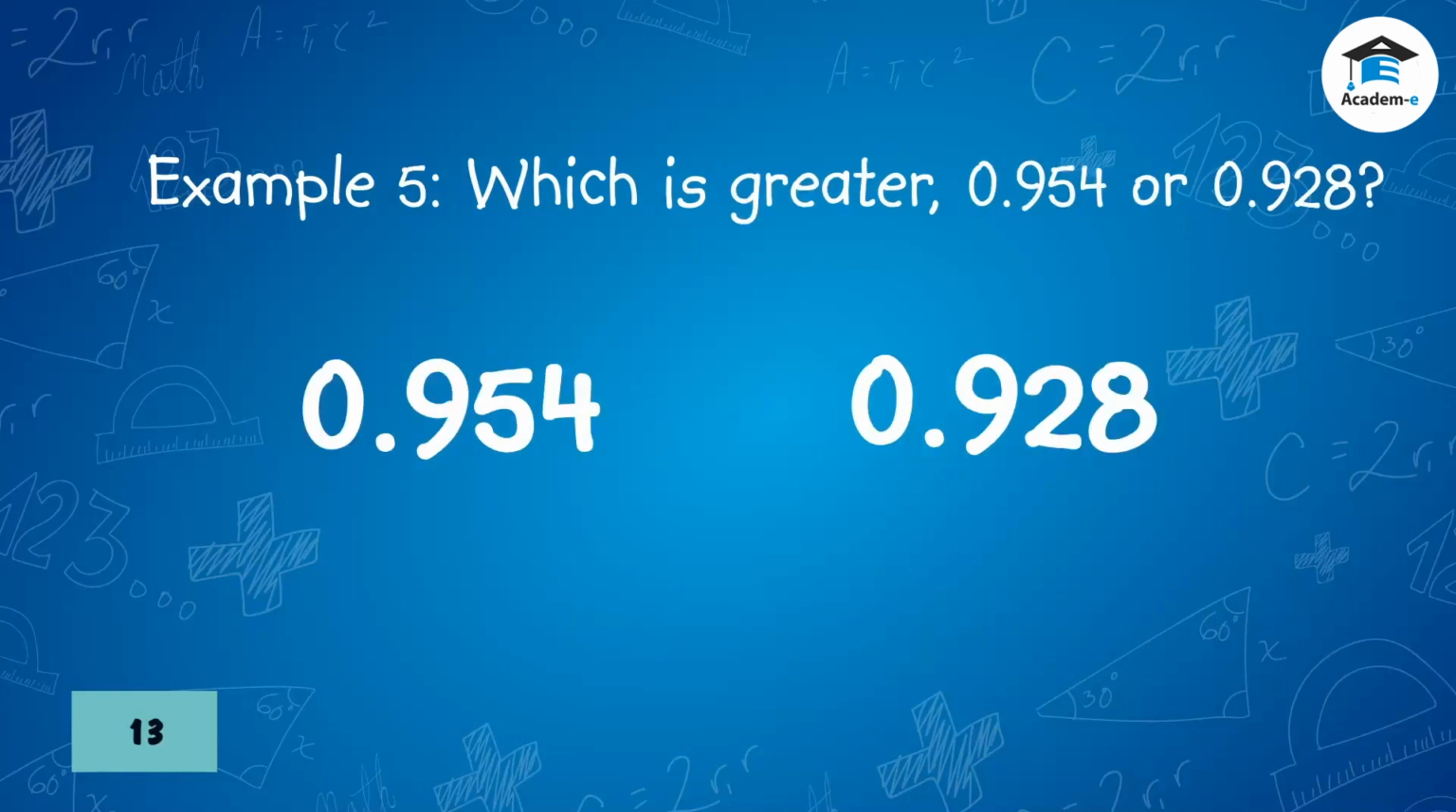Let us write the numbers in such a way that the decimal points are aligned. If the digits in the tenths place are of the same value, compare the digits in the hundredths place. 5 hundredths is greater than 2 hundredths. So, 0.954 is greater than 0.928.